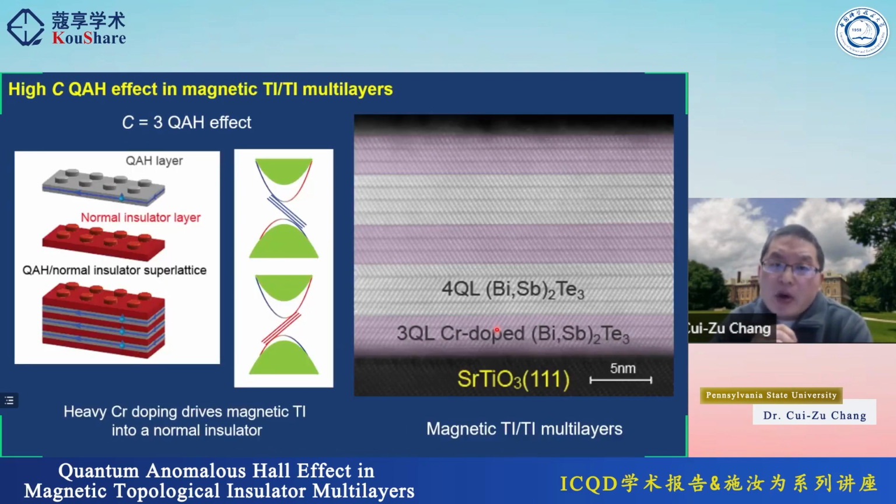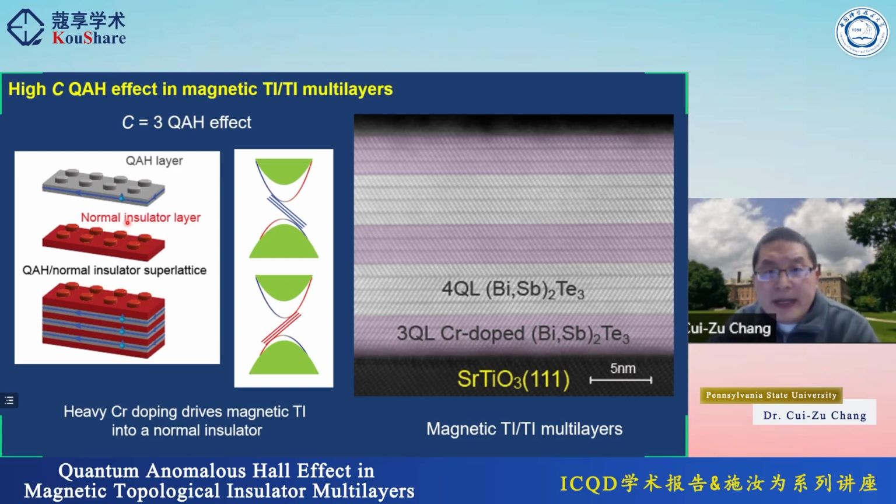In our experiment, we realized the high Chern number quantum anomalous Hall insulators just by stacking the C equals 1 quantum anomalous Hall insulator and the normal insulator, stacking this kind of multilayer structure. In the past almost 8 years, a lot of scientists wanted to realize high Chern number quantum anomalous Hall insulators, but it's very difficult to find normal insulator layers with the same lattice structure as the topological insulators. It's very difficult to stack them together. So in our experiment, we used an idea like this.